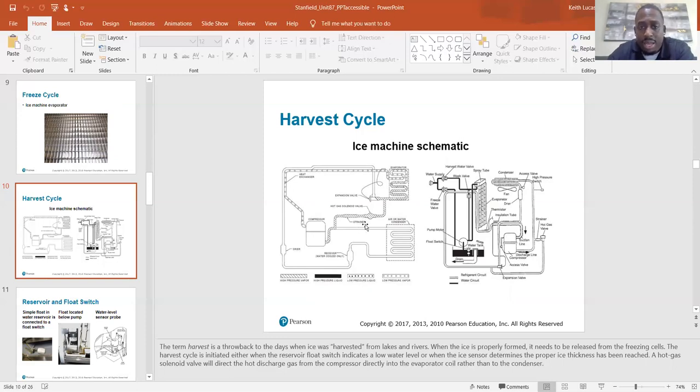harvest cycle, and this valve will open and it allows the discharge gas to go straight from the compressor through the valve and into the evap coil. And that hot gas is going to melt that sheet of ice right off of the cells and boom, drop it into the bin.